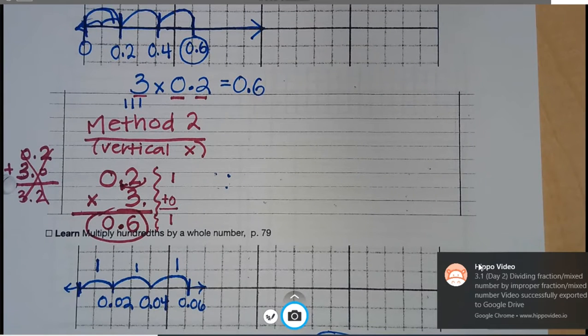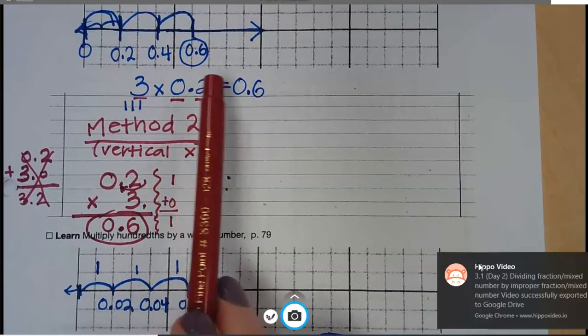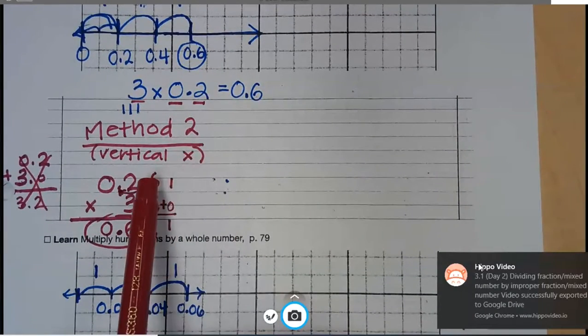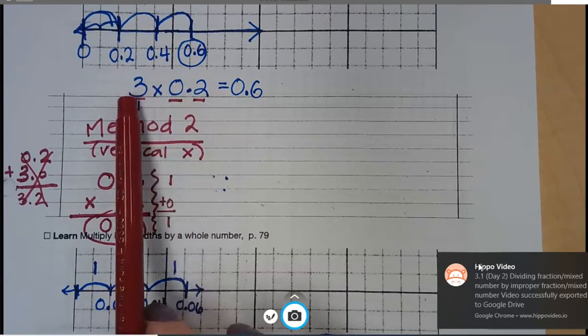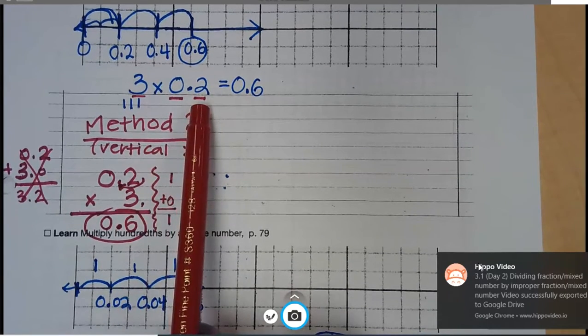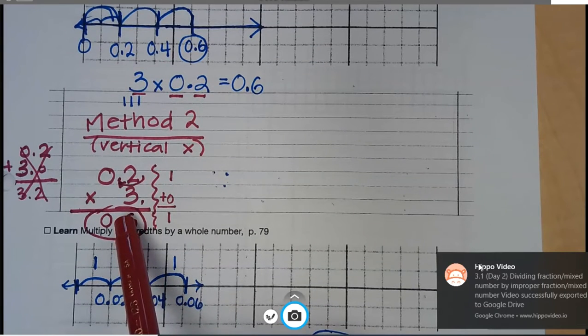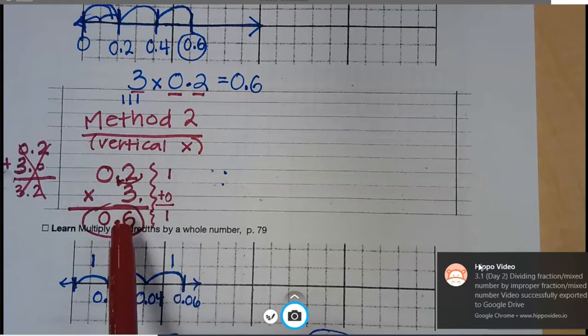So if I took 3 times 2/10, that equals 6/10. If I take 2/10 times 3, so I just changed the order of my factors, it still equals 6/10. So that's the commutative property of multiplication, where they can switch the order.